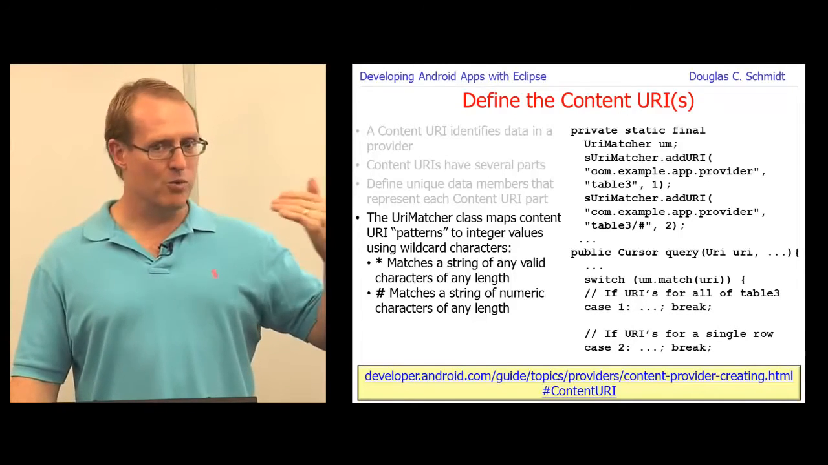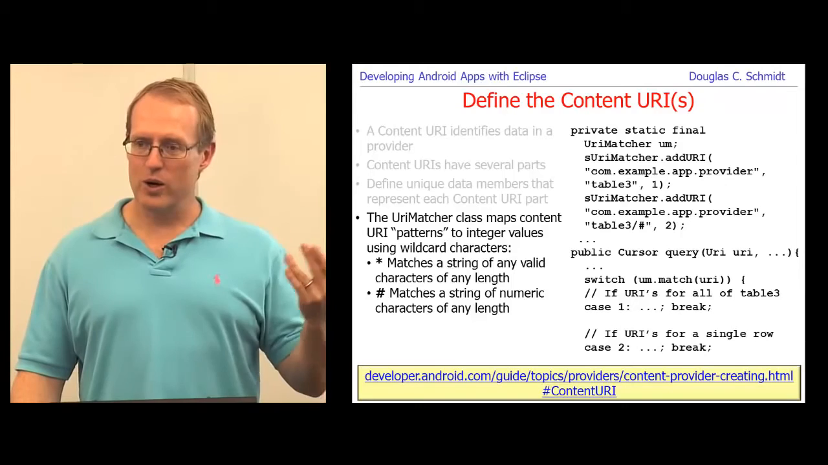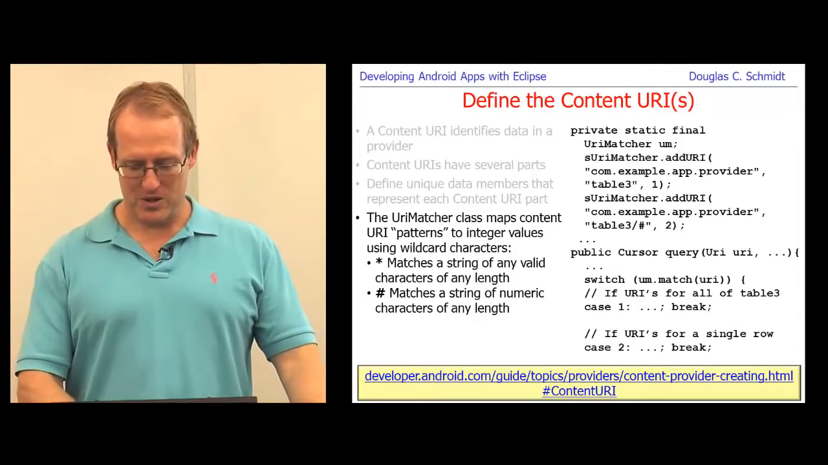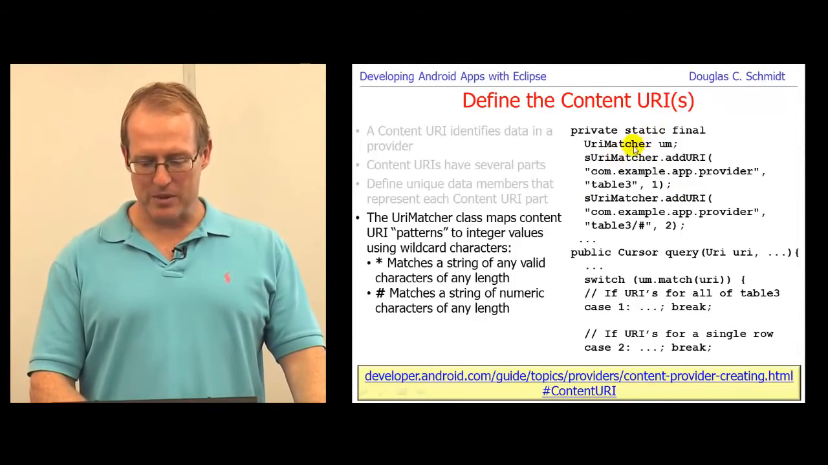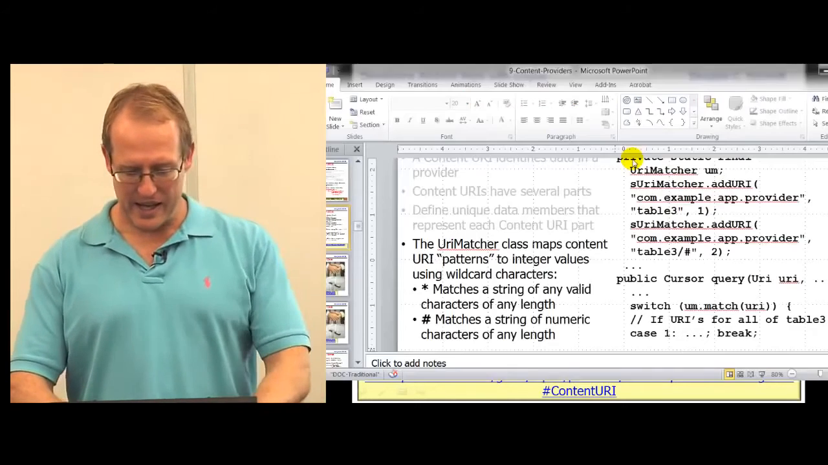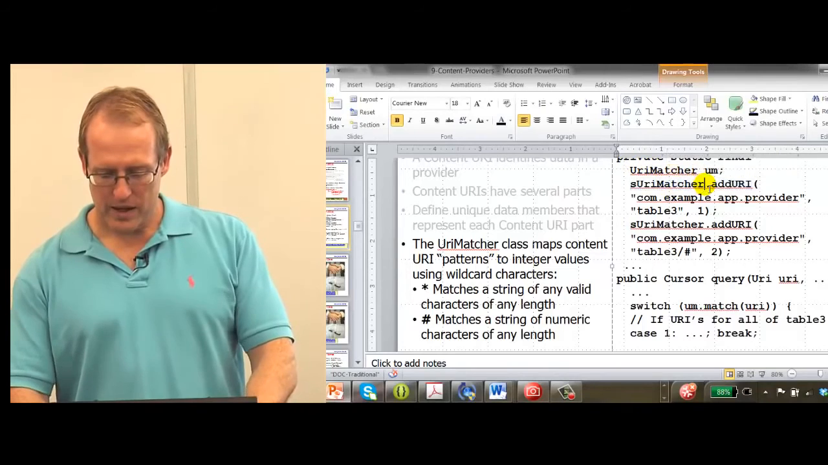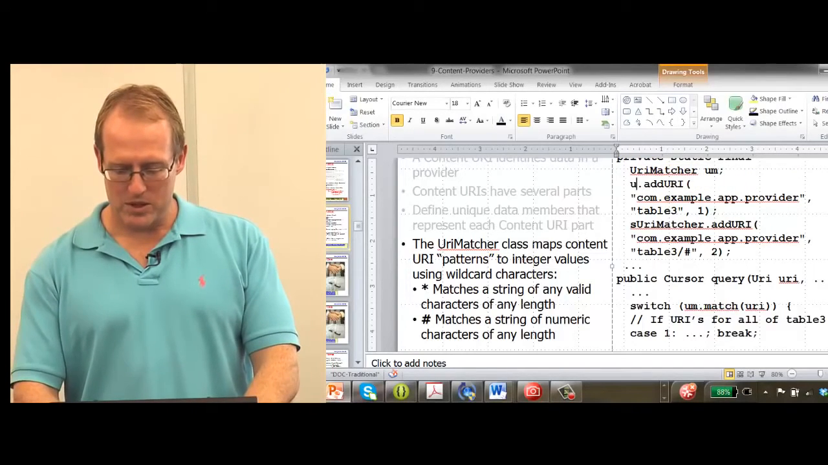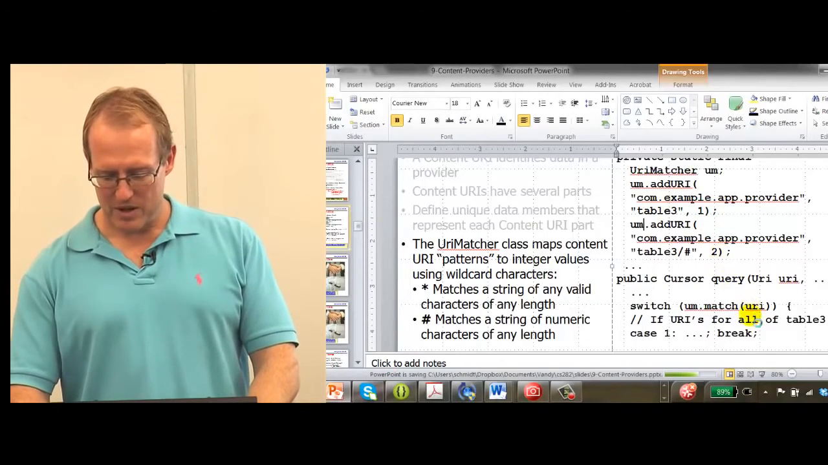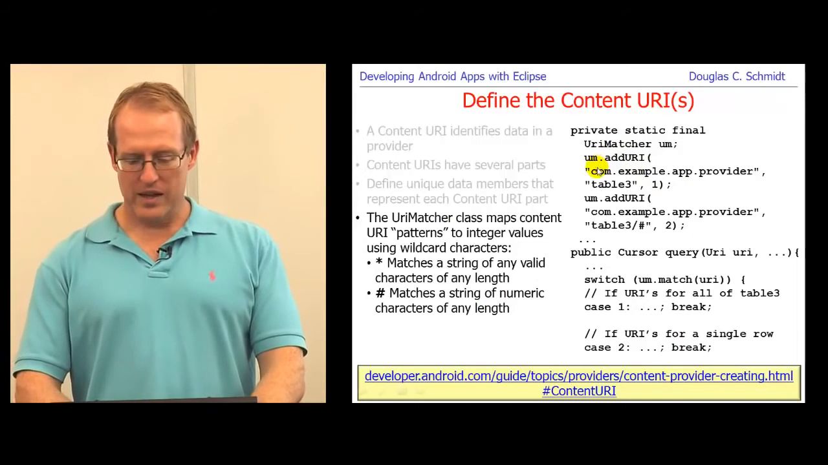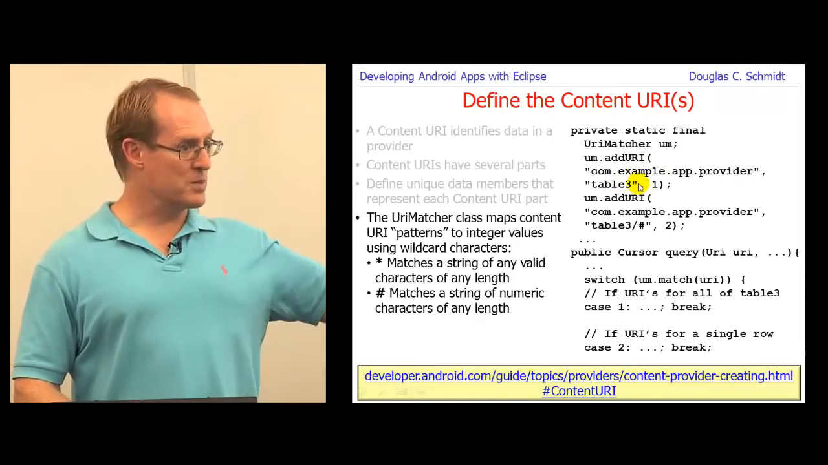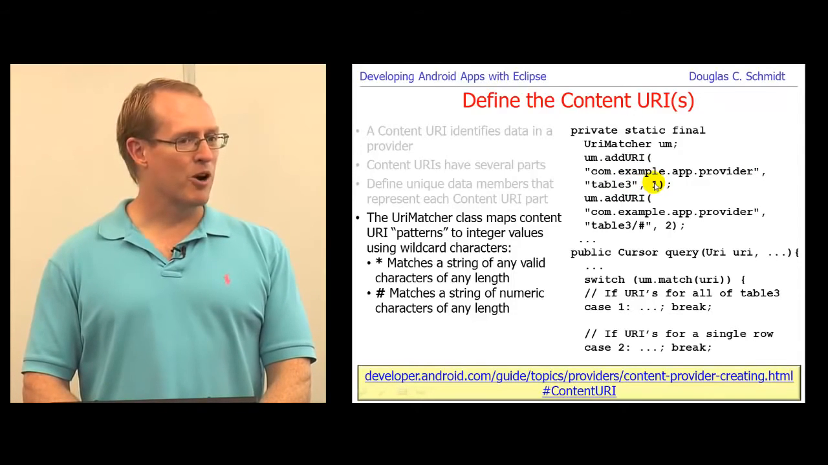And then what you typically do when you write your content provider methods like query, you go ahead and switch on the result returned from match. So you can see here, this is a very simple example taken from the documentation, but we create a URI matcher object, and then we go ahead and put some stuff into it. Like we go ahead and say, if the com example app provider table 3, if that's what gets passed in here, then this is the number I want you to return.